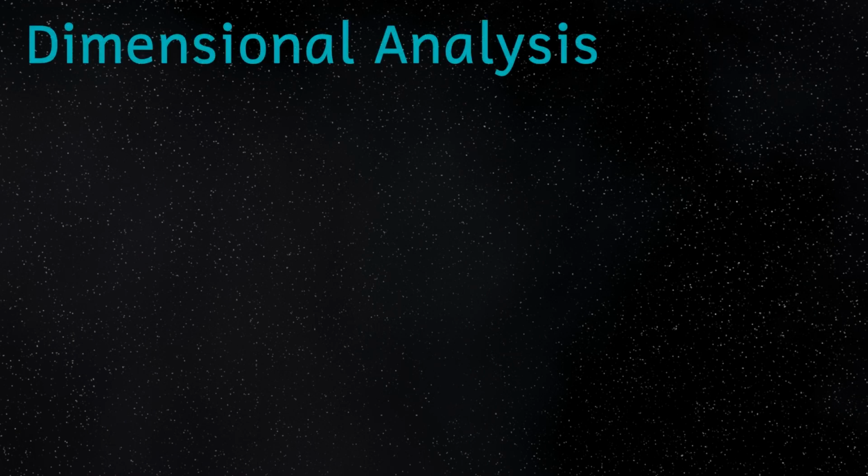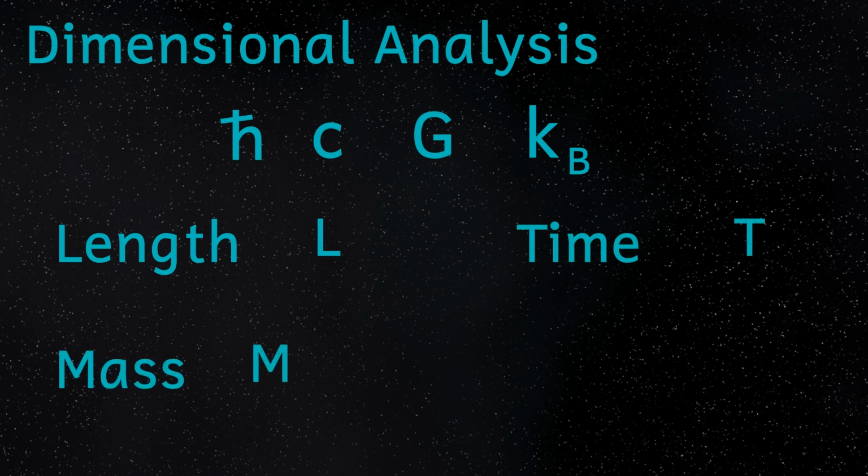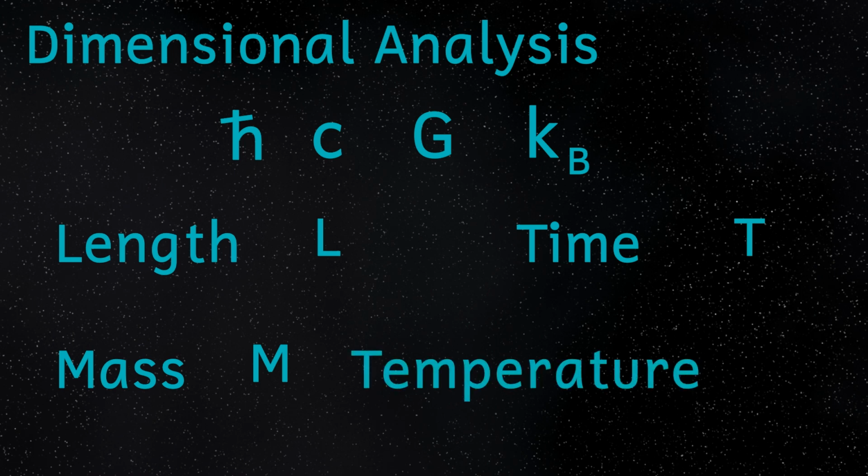In order to do this, we're going to perform something called a dimensional analysis on these constants. To do this, we're going to look at each of the constants and explain them just in terms of length, which I'm going to represent as a capital L, time, which I'll represent as a capital T, mass, which is represented by a capital M, and temperature, which I'm going to represent by the Greek letter theta, because T's already been used up.